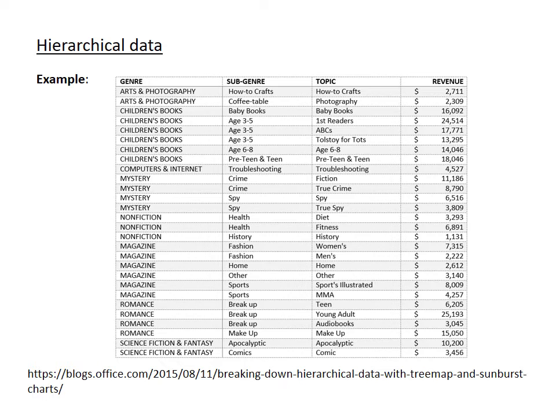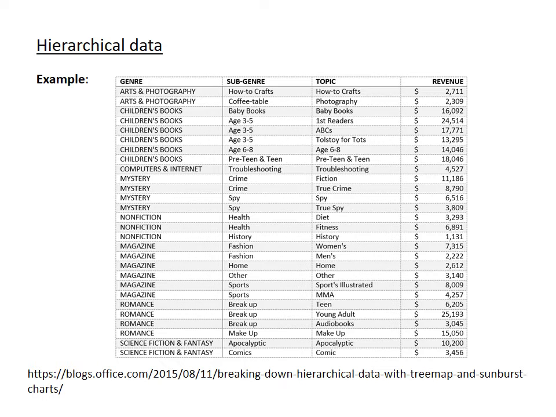So here's an example of hierarchical data, not from the energy sector, but imagine if you were a bookstore, and you had a bunch of different books, and you could divide them by genre, so arts and photography, children's books, mystery, nonfiction, magazines, romance, etc. And then each of those genres, in some cases, could be split up into subgenres. So children's books could be baby books, age 3 to 5, which my kids would read, age 6 to 8, preteen and teen, etc. And mystery, there's different kinds. Romance, apparently there's 3 breakup books, 1 makeup book, science fiction and fantasy.